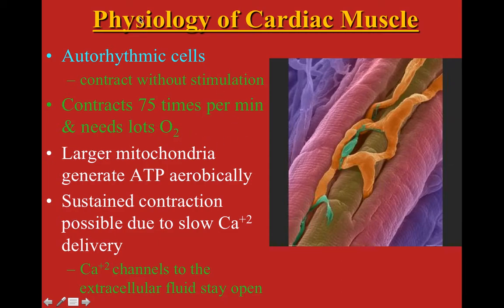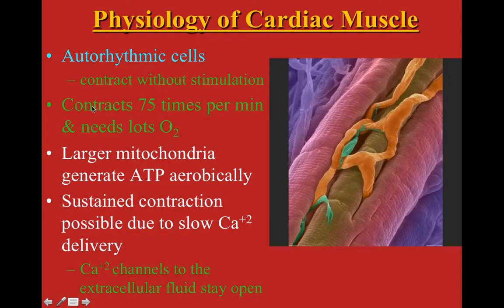Now, in terms of function or physiology, cardiac muscle tissue cells are autorhythmic, which means they automatically will contract. We don't have to stop and think about it like we have to when we go to move our arm, like we have to with our skeletal muscle. So autorhythmic cells also contract without stimulation.